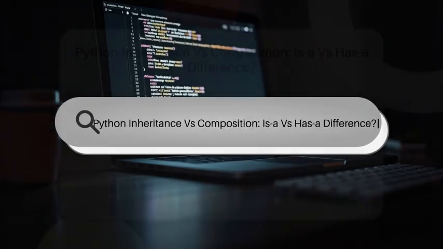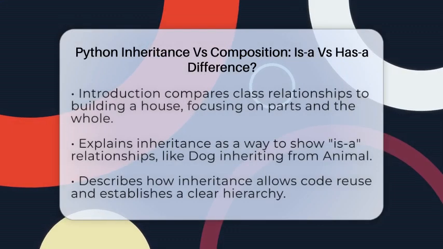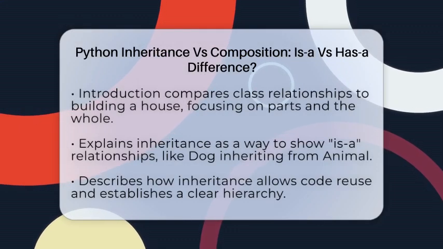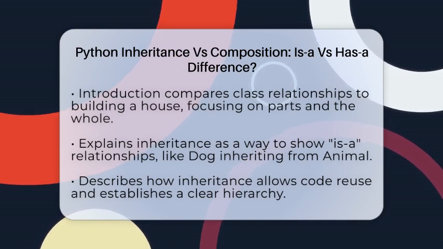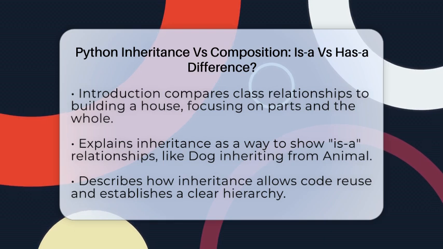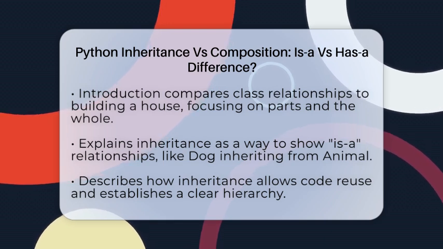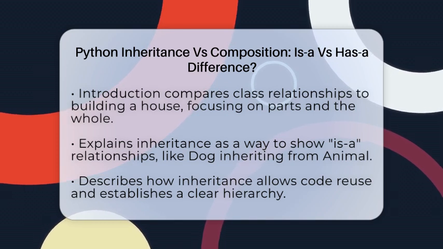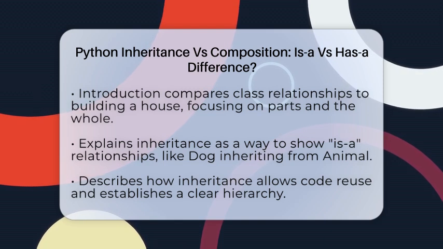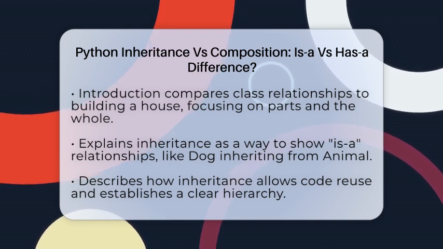Python inheritance versus composition. Is a versus has a difference? Imagine building a house. You could think of the house as a whole or focus on its parts. In programming, we do something similar with classes. Today, let's explore how Python uses two main ways to connect classes, inheritance and composition. These are like different ways to organize code and model relationships.